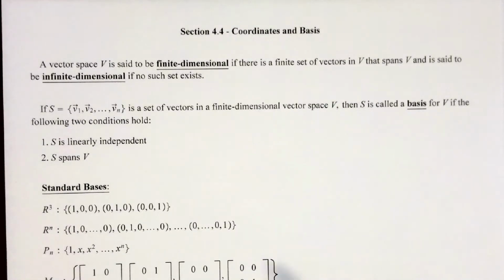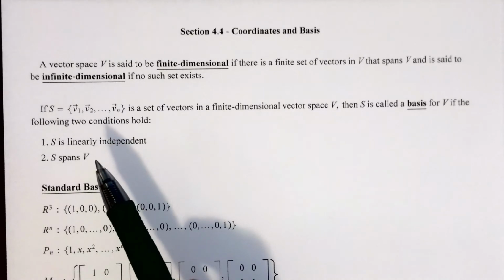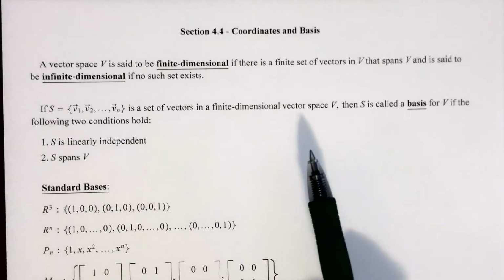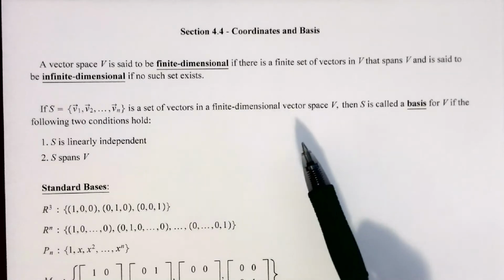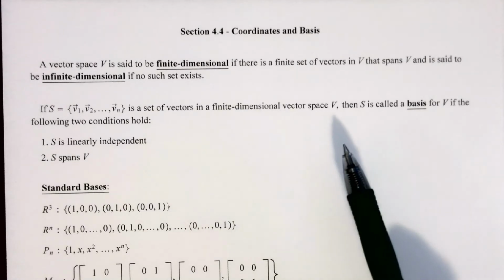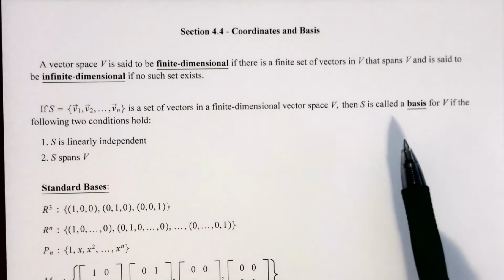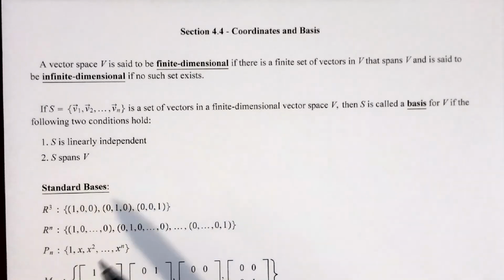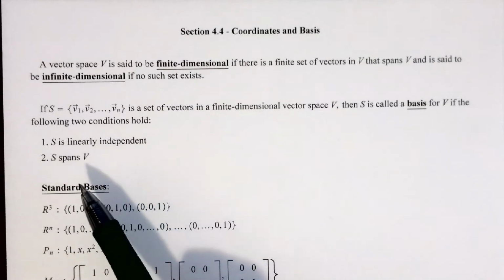Here's the definition of a basis. Given a set of n vectors in a finite dimensional vector space, so that's why we had to explain what a finite dimensional vector space was, then the set S is called a basis for the vector space V if these two conditions hold: the set of vectors is linearly independent and the vectors span the space.